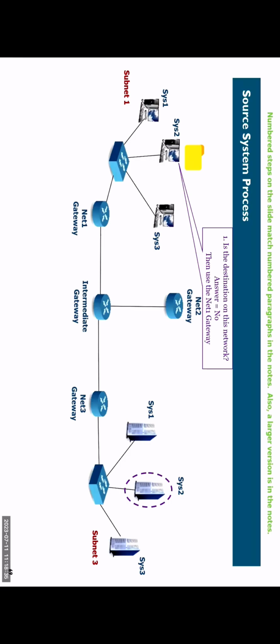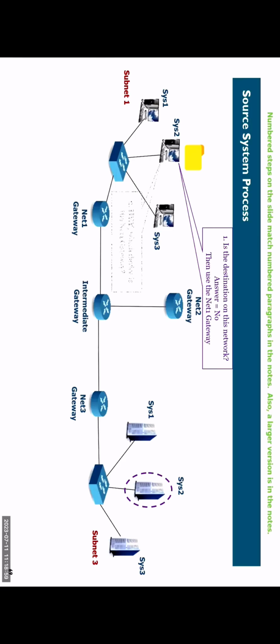Turns out, we're going to talk about how it determines that a little bit later this afternoon. But let's say that system 2 on subnet 1 says, no, this receiver is not on my local network, and so I cannot send it directly to them. I need to send it to my gateway. My gateway is the gate out of my subnet.